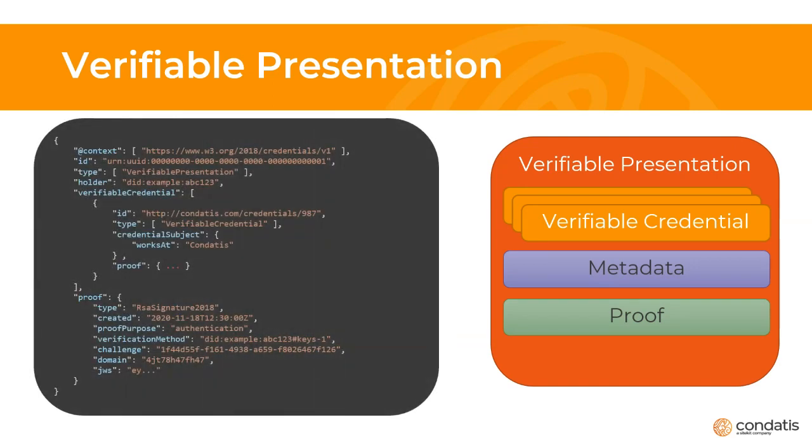Again, here's an example of what a verifiable presentation looks like as a serialized JSON. The verifiable credential property here contains one verifiable credential with the claim that the subject works at Condatis. So you can see the metadata here also at the top and the embedded proof at the end.